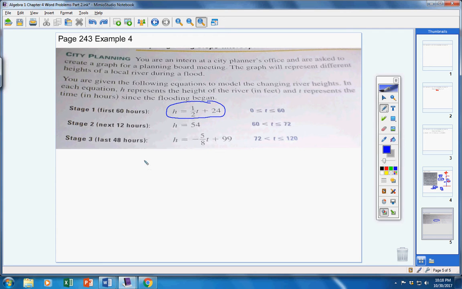For this equation, I'm going to substitute in 0, and if I do that, I'll get out 24. Then I'm going to substitute in 60, and if I do that, I will get 54. So at 0 hours, it hasn't rained, the river's 24 feet deep. That's the normal amount. 60 hours later, it's 54 feet.